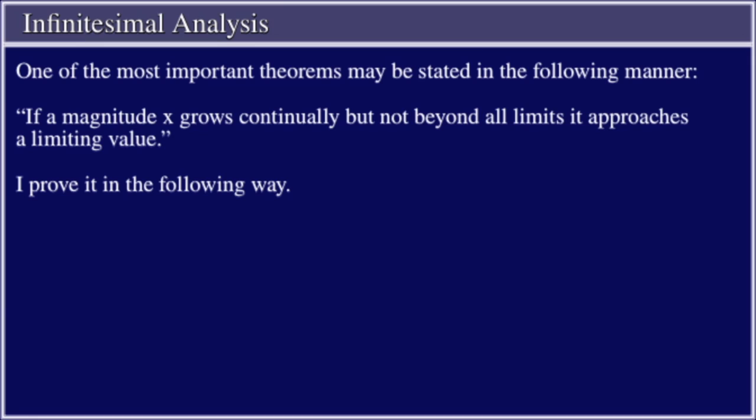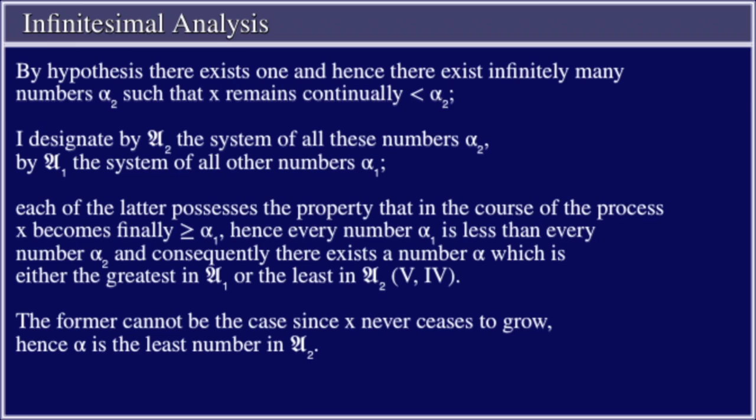If a magnitude x grows continually, but not beyond all limits, it approaches a limiting value. I prove it in the following way. By hypothesis, there exist one, and hence there exist infinitely many numbers, alpha sub 2, such that x remains continually less than alpha sub 2. I designate by alpha 2 the system of all these numbers, alpha sub 2, by alpha 1, the system of all other numbers, alpha sub 1.